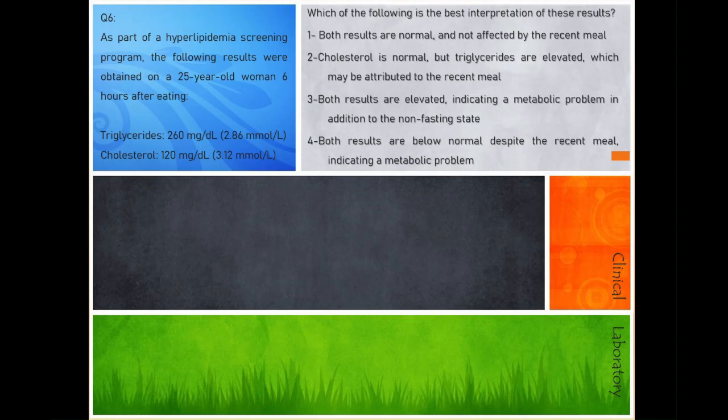Which of the following is the best interpretation of these results? 1. Both results are normal, and not affected by the recent meal. 2. Cholesterol is normal, but triglycerides are elevated, which may be attributed to the recent meal. 3. Both results are elevated, indicating a metabolic problem in addition to the non-fasting state. 4. Both results are below normal despite the recent meal, indicating a metabolic problem.